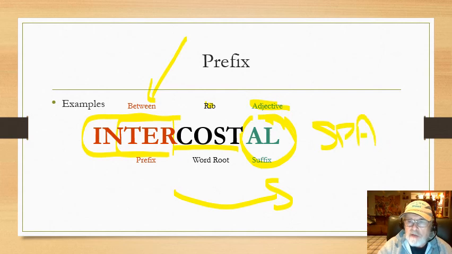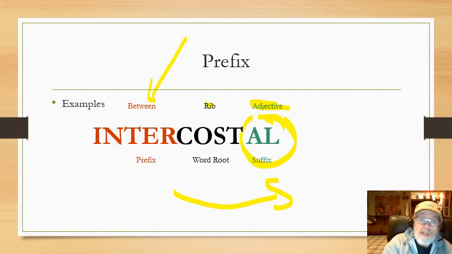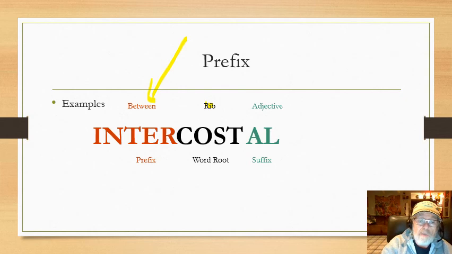Intercostal space comes in between there, and that means between the ribs. The space between the ribs is called the intercostal space. Okay? So that's what we have with that. So we've just changed the prefix, and it changes the meaning of the word significantly.